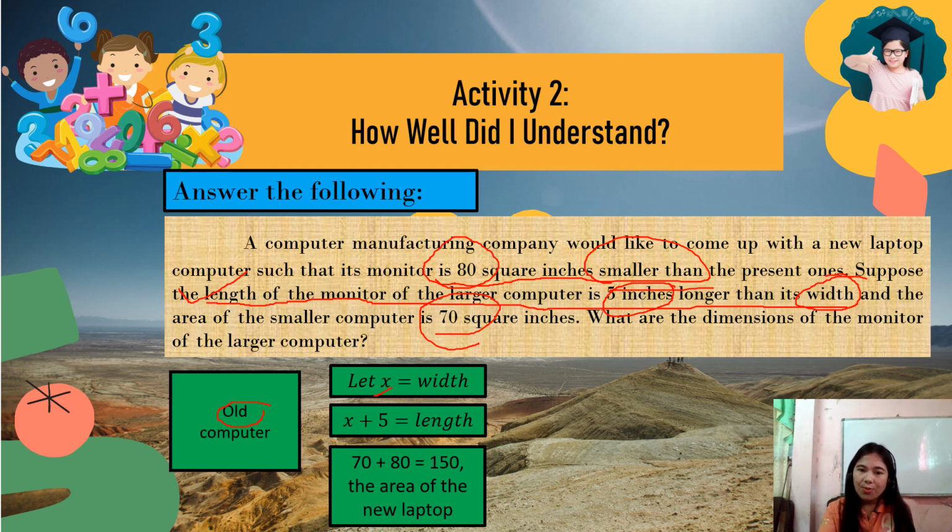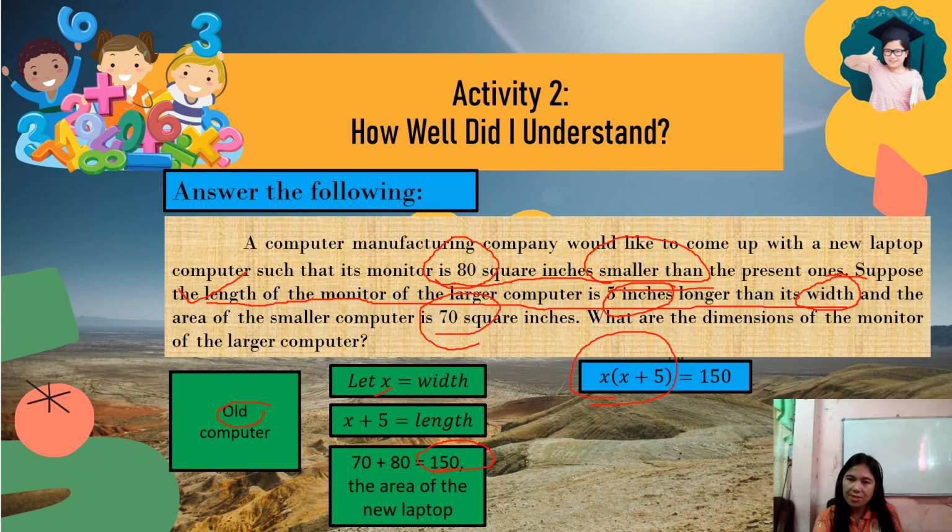Okay? So, with this, pwede natin make ang ating equation. Di ba yung area is multiplying length and width. So, x times x plus 5 equals the area, the new area, which is 150. Okay, meron na tayong equation here. All you need to do is do some multiplication. You will have x squared plus 5x. Then set this into standard form. You're going to get x squared plus 5x minus 150 equals 0.